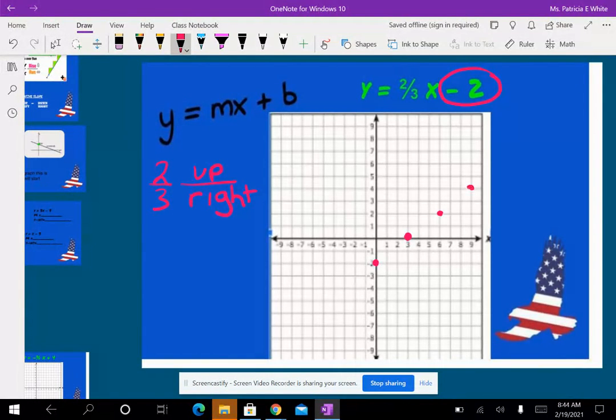Now, you see how all of my points are on one side of the graph and I don't have any over here? Well, that's why I'm going to use my other moves.